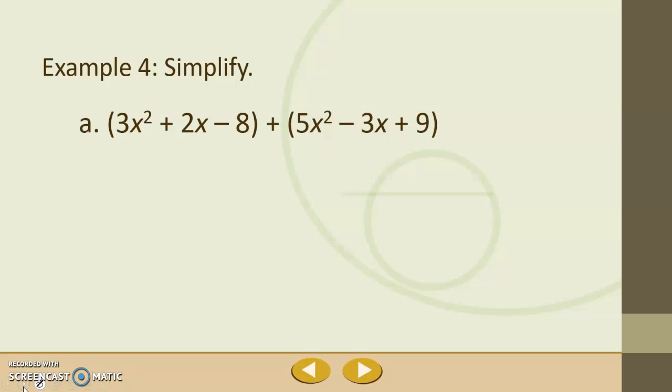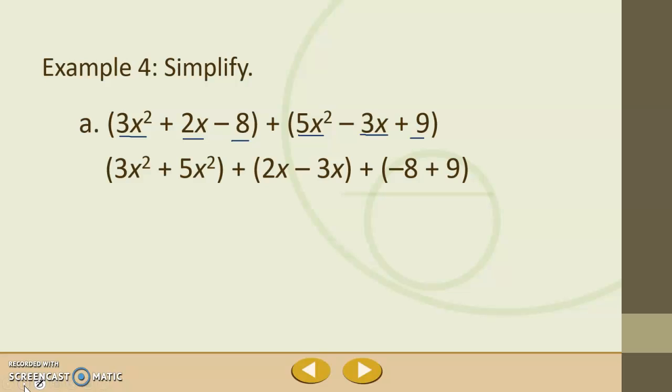We have no multiplication or division, only addition and subtraction. We see x squared, x squared. We have a like variable with like exponents. We can combine those. X and x, like variable with like exponents. We can combine those. And then we've got two constants down here with no variables that we can also combine. We're going to regroup that so our x squared terms are together, our x terms together, and our constants are together. And when simplified, we have 8x squared minus x plus 1. We cannot combine these with addition or subtraction because they do not have the same exponent. Please be aware of that.